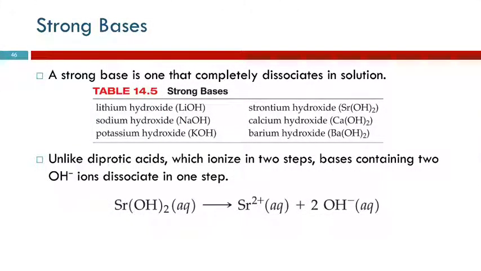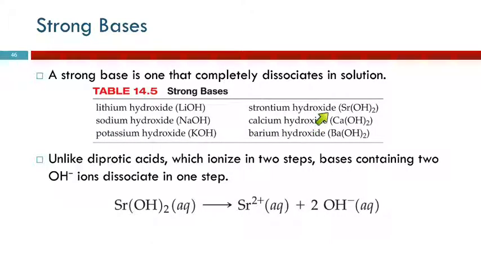Strong bases. Strong bases are ones that completely dissociate in solution. The strong bases are all going to be ionic compounds. Even if they're only slightly soluble, all of the parts that dissolve dissociate completely. So all ionic bases are strong bases. And they're going to be the hydroxides, lithium hydroxide, sodium hydroxide, etc.